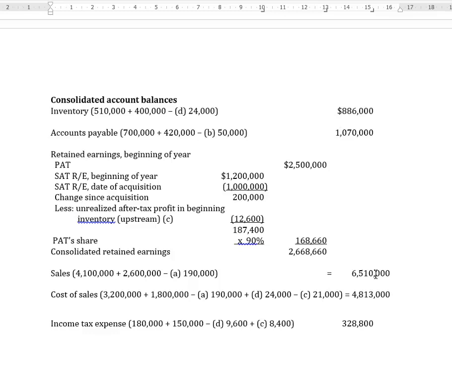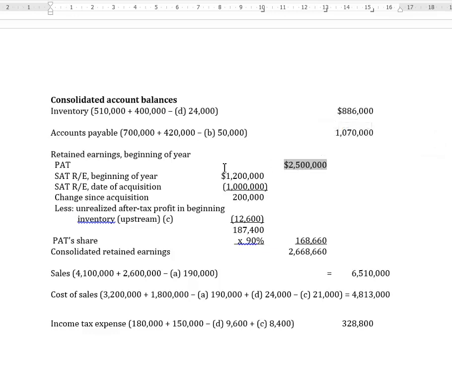Now don't forget in the question they gave you the opening balances, $2.5 million for the parent and $1.2 million for the sub. But don't forget, there were no intercompany dividends, no intercompany sales from parent to sub, so there's nothing to adjust on the retained earnings side of the parent. All of the adjustments will come in the sub side. Why? Because the sub was the only seller intercompany of goods.